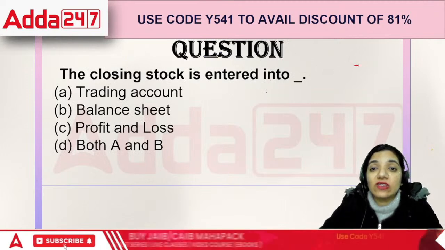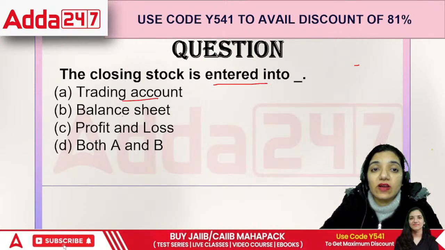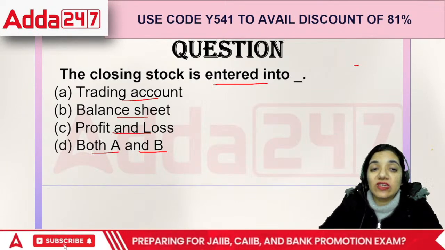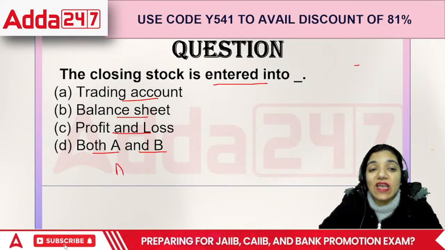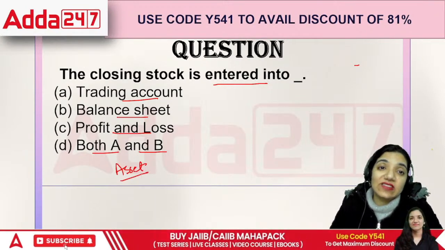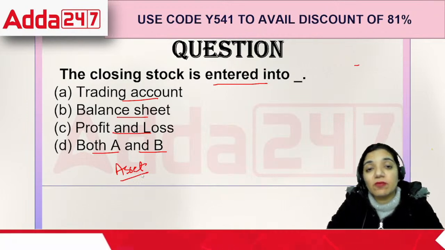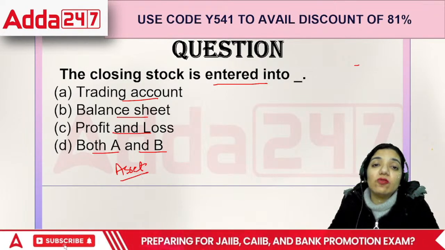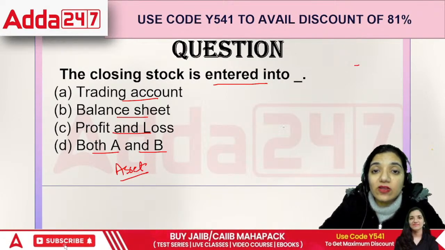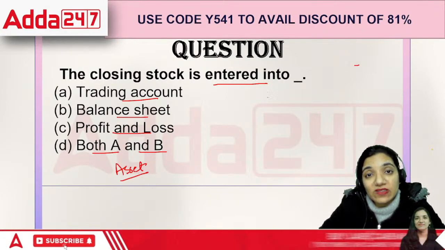The closing stock is entered into trading account, balance sheet, P&L, or both A and B. The closing stock is what exactly? The closing stock is basically an asset which talks about this asset is saleable. That means by the end of the year, we produced a lot of goods. So a few of the goods couldn't be sold. So what did we do? We recorded the closing stock in such a way. There are two places where we recorded.